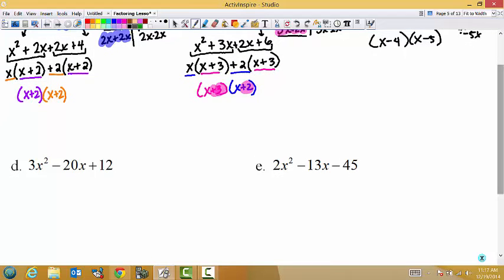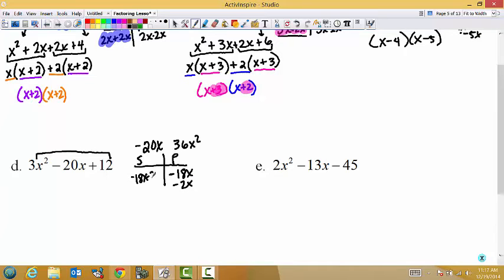The ones that have a number, you have to work them out. So let's work it all the way out the same way. My s is my middle number, my middle term, negative 20x. My product is my first multiplied by my last. 3 times 12 is 36x squared. What multiplies to give you 36 and adds to give you negative 20? 18 and 2 is 36, but it'd have to be negative 18 and negative 2, so negative 18x minus 2x.